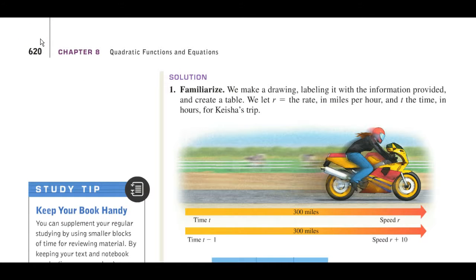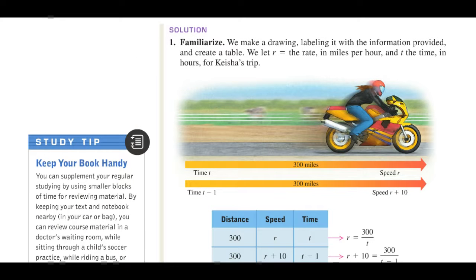So the first thing we do, of course, is to familiarize ourselves with what's going on. So the trip is 300 miles in both cases. It's just that if her time was t, her speed is r. If her time was t minus 1, that is 1 hour less, her speed would be this. So in a sense, we have distance equals distance, and that's what we're going to set it up as. So they say in making a drawing that would kind of help us.